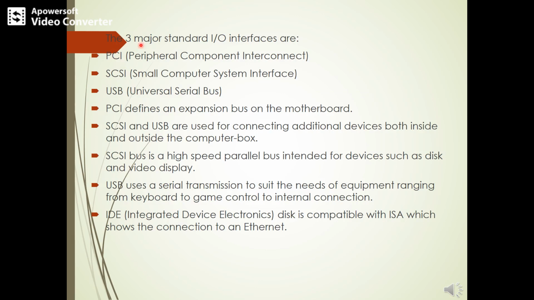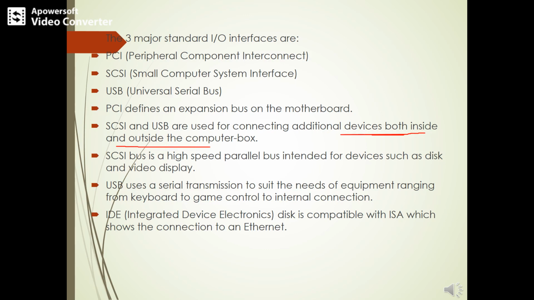So we are having three major standards of I/O interface. The first standard is PCI, that is Peripheral Component Interconnect, SCSI, that is Small Computer System Interface, and USB, that is Universal Serial Bus. PCI defines an expansion bus on the motherboard. SCSI and USB are used for connecting additional devices both inside as well as outside the computer box.